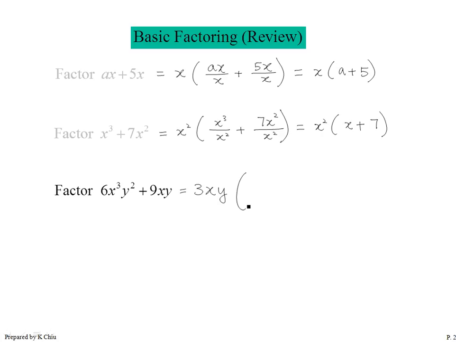So I'm going to factor out the 3xy. What do I have left? 6x cubed y squared divided by 3xy, plus 9xy divided by 3xy. The leftover will always be the original terms divided by the GCF. So now I've got the 3xy multiplied. Take a look at the first one. Let's do it step by step. 3 goes into 6 two times.